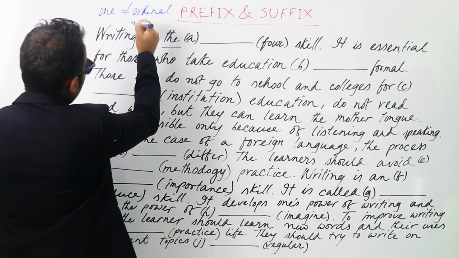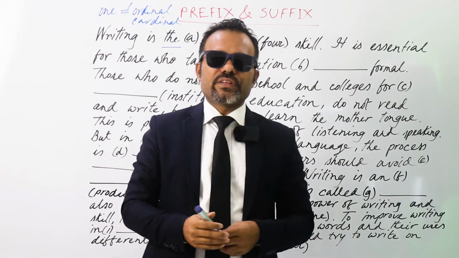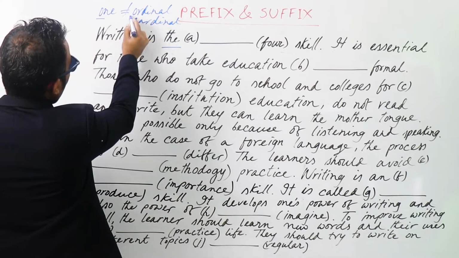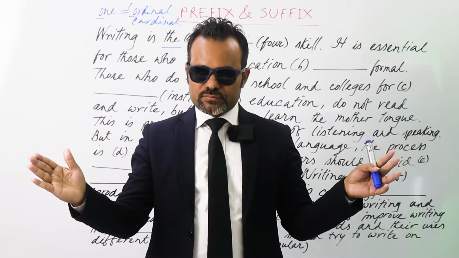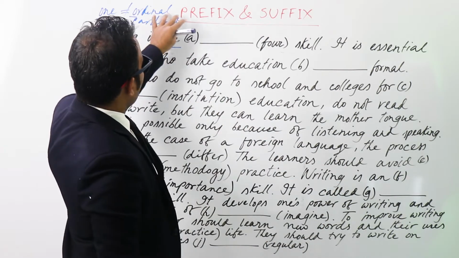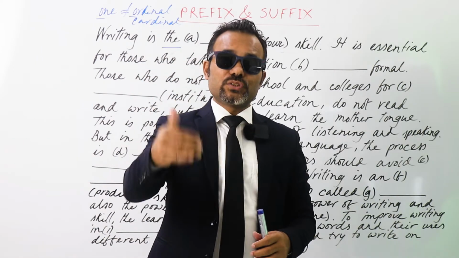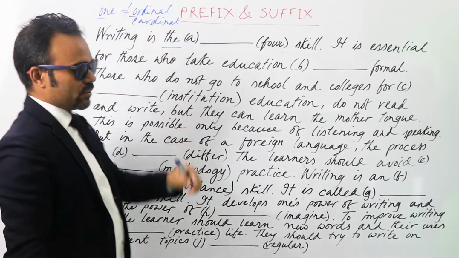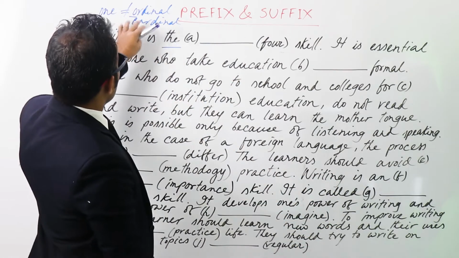So it will be cardinal. So this way I remember. 1 here started with O, ordinal also started with O, but they are not equal. So this way you can remember. So here we need an ordinal number. Ordinal number means first, second, third, and cardinal number means 1, 2, 3, 4. As 1 is not equal to ordinal, 1 is equal to cardinal number.